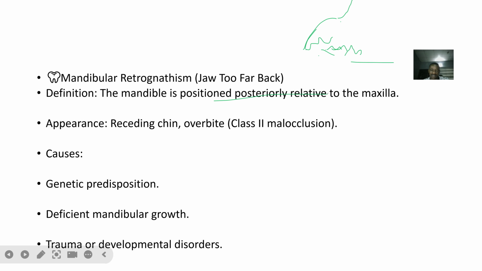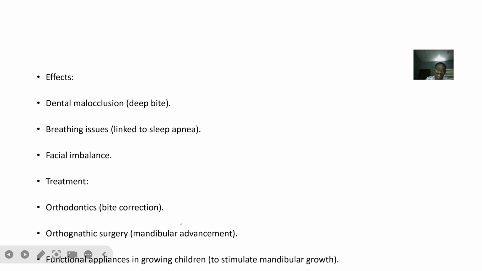In the first one, your mandible was going to the front, so the bite was more on the underside, an underbite. In this one, your maxilla is going to the front, the bite is more on the upper side, so they call it an overbite. Causes are genetic predisposition, deficient mandibular growth, and trauma. The effect is dental malocclusion. You can't close your mouth, so most people's mouths are almost permanently open. Also breathing issues and facial imbalance.